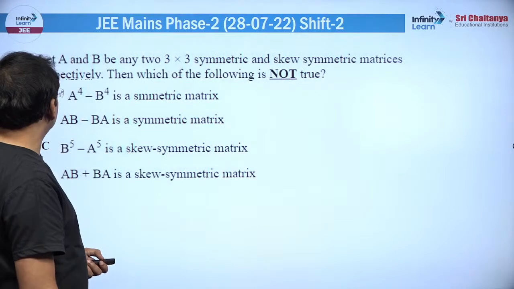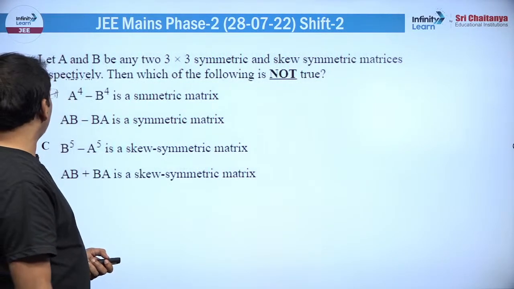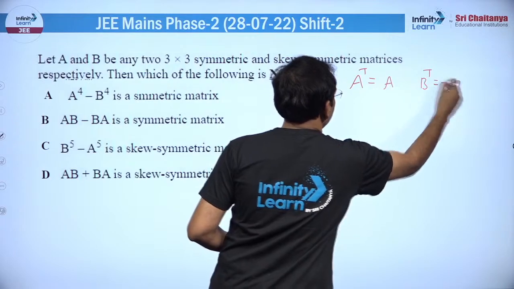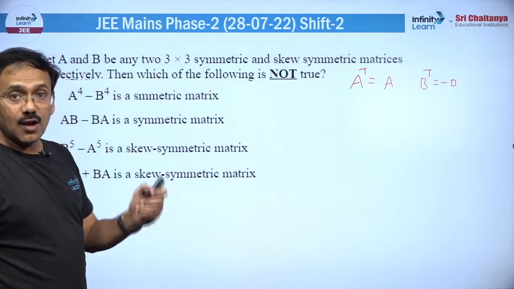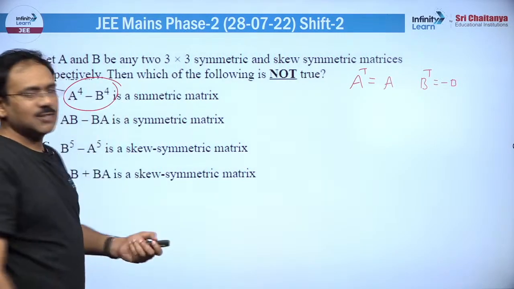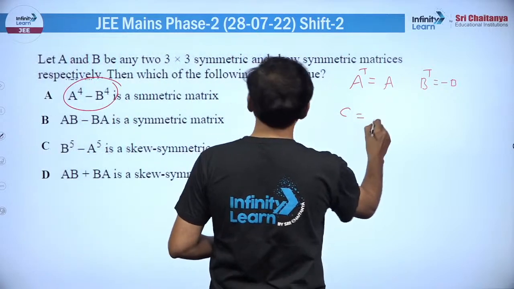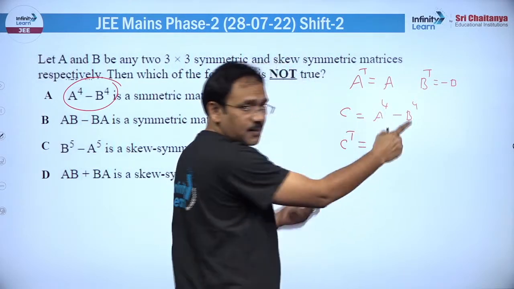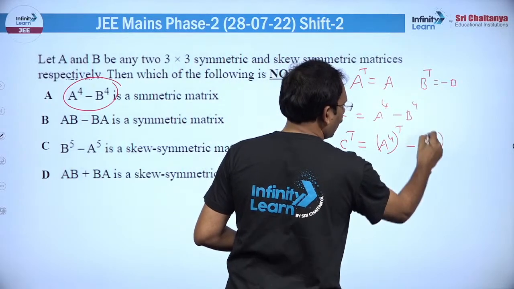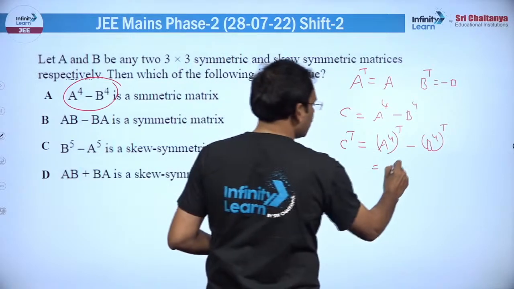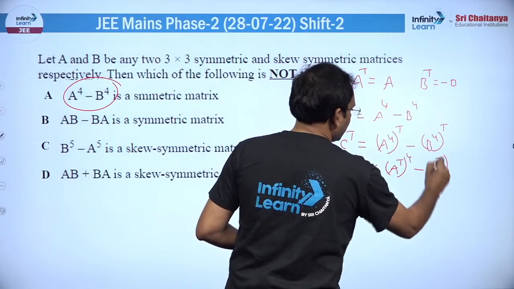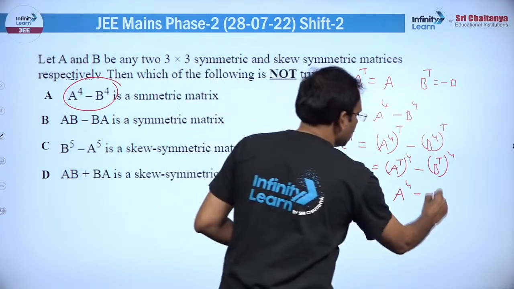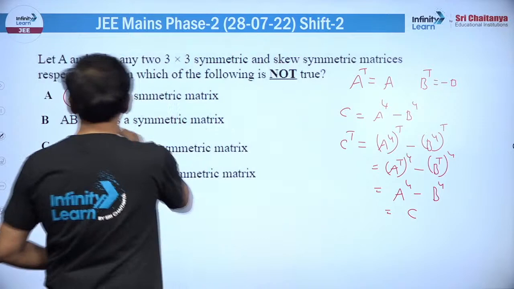Okay. Next, my dear friends, A, B are any two 3 by 3 symmetric and skew symmetric matrices respectively. That means A transpose is A, B transpose is minus B, my dear friends. Now which of the following is not true? For example, you want to check whether this matrix is symmetric or not, you take it as C. C is A power 4 minus B power 4. Consider C transpose. A power 4 minus B power 4 whole transpose, you can write this is A transpose power 4 minus B transpose power 4. We know that this is A power 4, this is minus B power 4. Since it is even, this is B power 4 you will get, which is C. So this is symmetric, my dear friends.